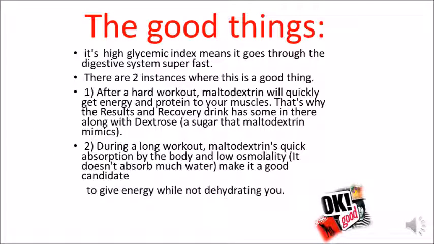The good things. Its high glycemic index means it goes through the digestive system super fast. Two instances. The first is after hard work, when maltodextrin will quickly get energy and protein to your muscles. The second one, during a long workout, maltodextrin's quick absorption by the body gives energy while not dehydrating you, making it a good candidate.